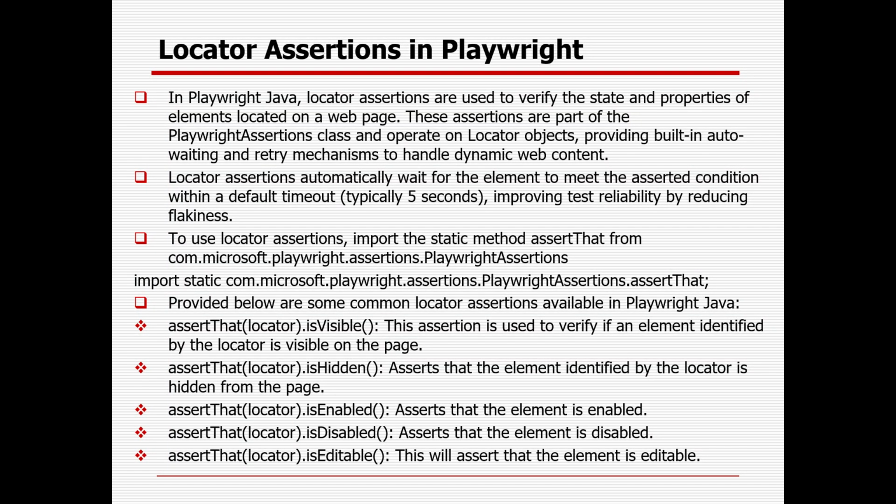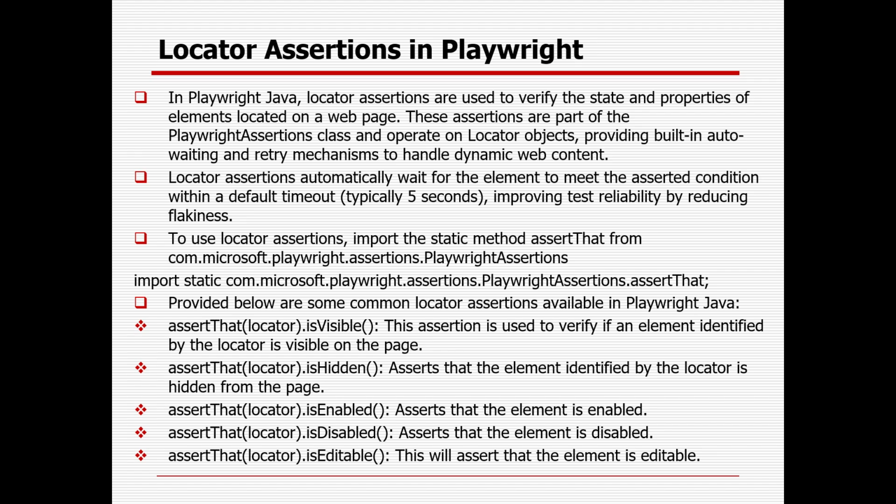In case you want to use locator assertions, you definitely need to use the assertThat methods which are available in the com.microsoft.playwright.assertions.PlaywrightAssertions package. So you need to import static com.microsoft.playwright.assertions.PlaywrightAssertions.assertThat. Whenever you are dealing with any kind of locator, primarily locators can be like input field, text box, link, images, drop down, any other stuff. So definitely you need to use the different kinds of locator assertions available in Playwright with Java.